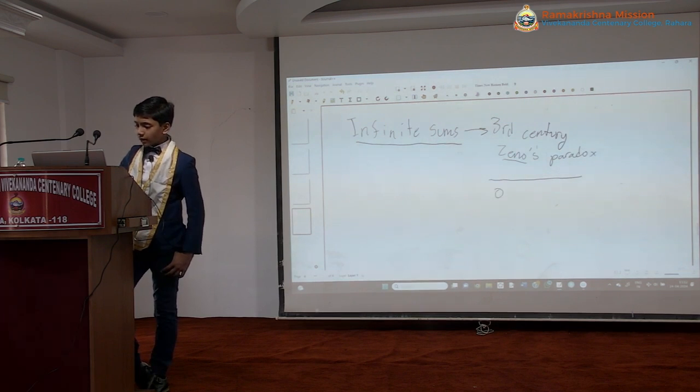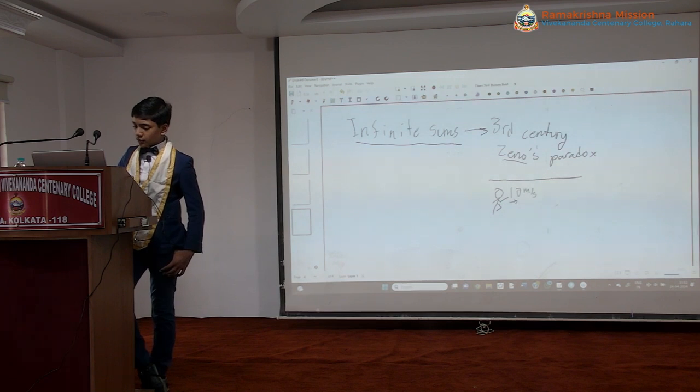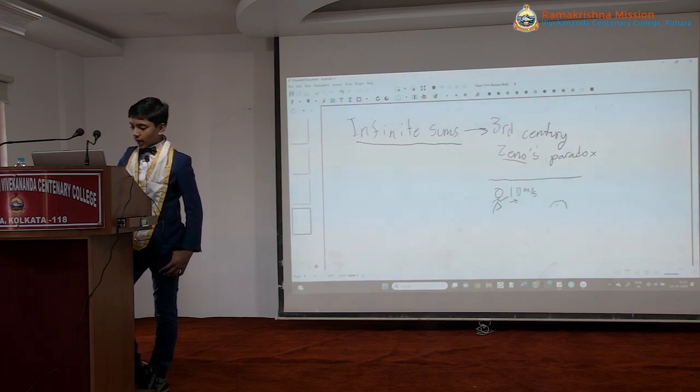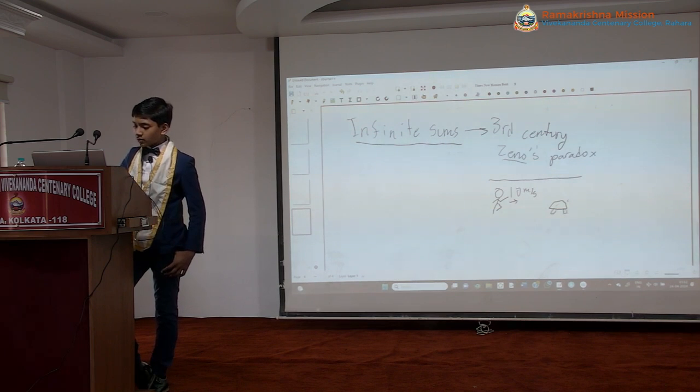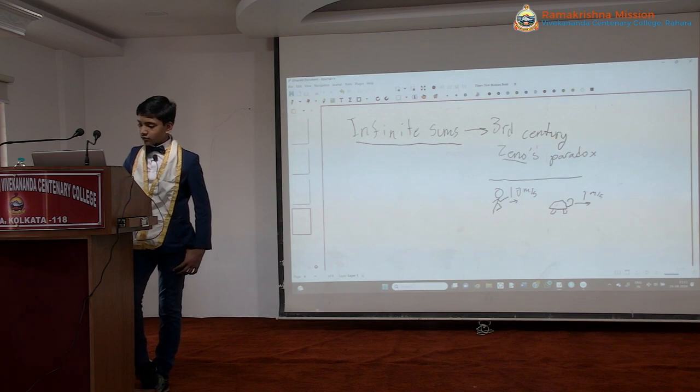Essentially, you have Achilles here. He's a man from Greek mythology, and he is very good at running. So let's say he runs at 10 meters per second, which is pretty fast. And then you have a tortoise. Tortoises are not normally known for running. So this tortoise would go at, say, 1 meter per second, which is still extremely fast for a tortoise. That's like a normal human walking speed.